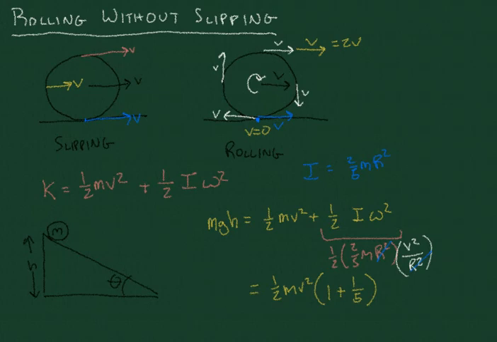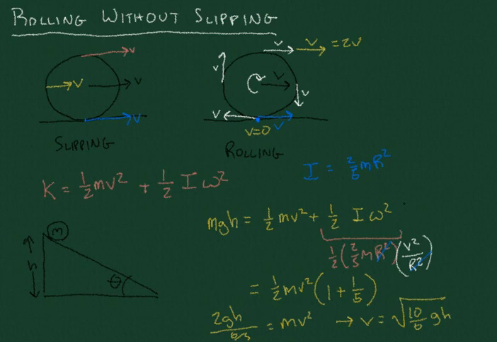So in other words, 2gh over 6 over 5 is equal to v squared. So the velocity is the square root of 10 over 6 gh. I think I made a mistake somewhere. Let me see if I can find it. Not sure where, but I think I did make a mistake somewhere in this calculation.